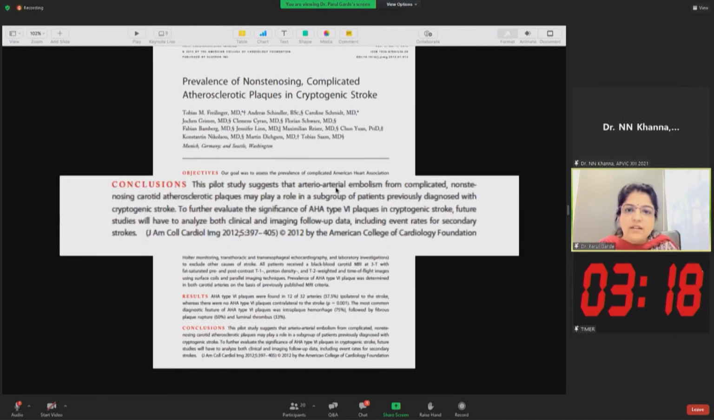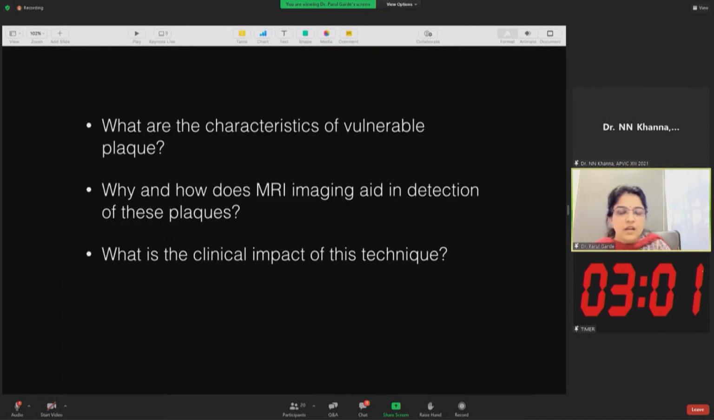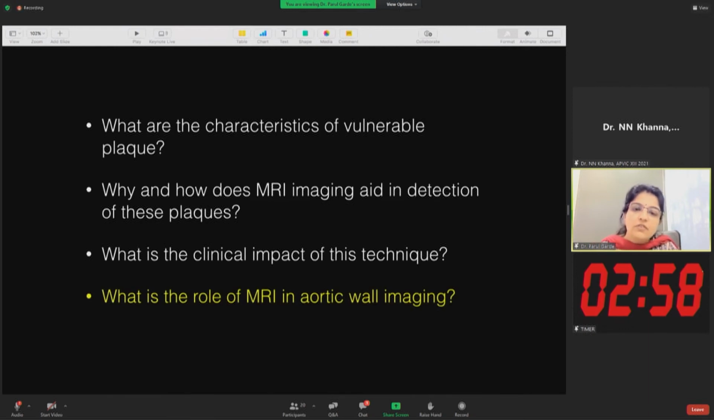And it was found that arterioarterial embolism from complicated non-stenotic carotid plaques may play an important role in a subgroup of patients who were previously diagnosed with cryptogenic stroke. So here we are trying to assess the culprit lesion using MRI. Now, the last segment is the role of MR in aortic wall imaging.